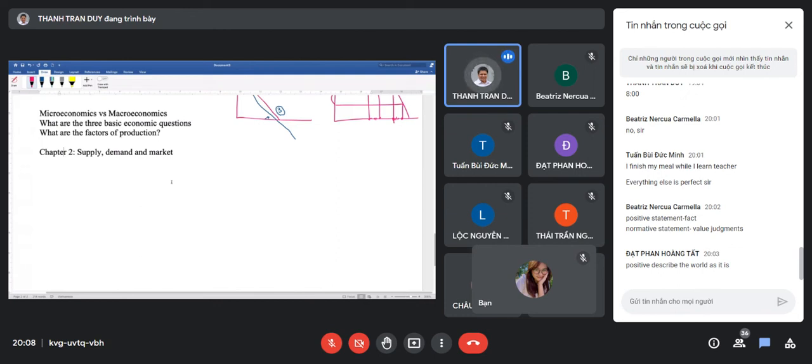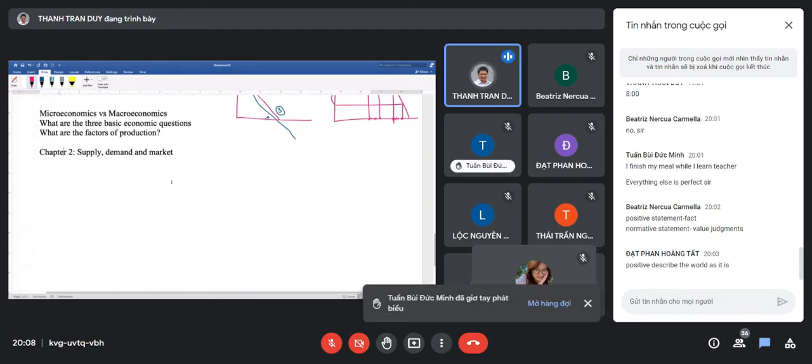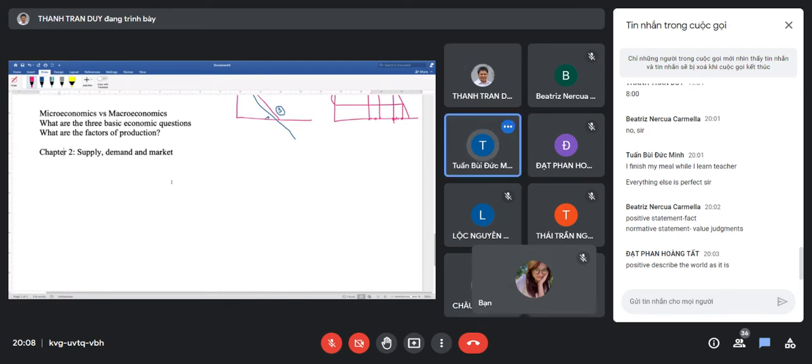Can anyone tell me what we learn in chapter 2 about supply and demand? Can anyone tell me the terms, the concepts we learned in chapter 2? Yes, Don? Teacher, we learned what supply and demand are, the supply curve and the demand curve, quantity supplied and quantity demanded, and the determinants of supply and demand, and so on. Yeah, thank you very much.